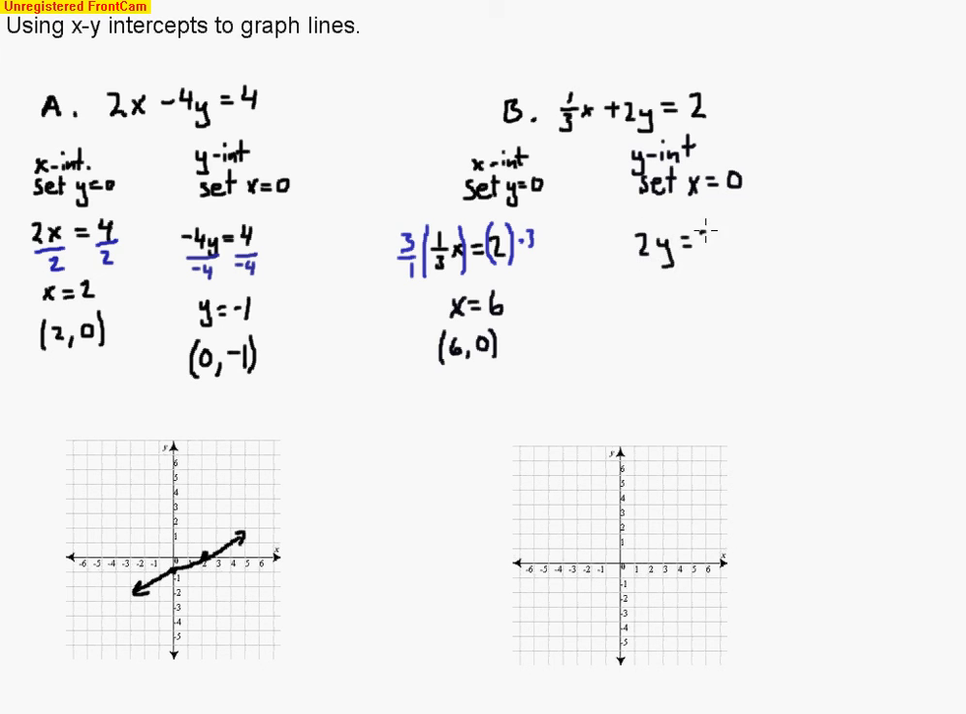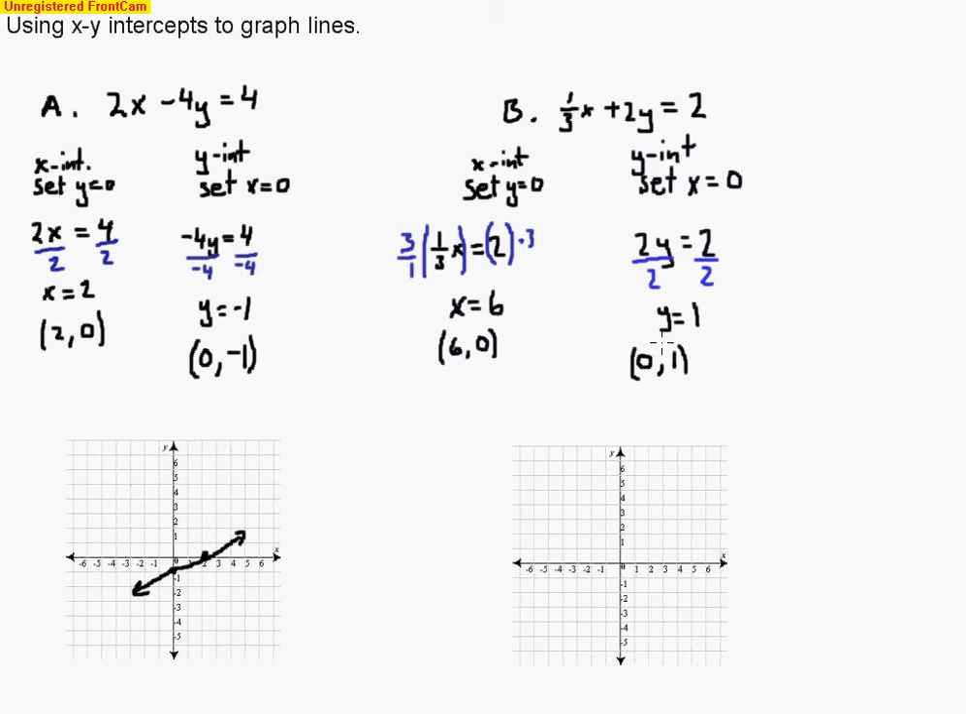equals 2. And then we're going to solve for y. Get y by itself by doing an opposite operation. So the opposite of times by 2, is divide by 2. And when we do that, we're left with just y equals 1. And so we just write down our x value, 0, and we get a 1 for y. So when x is 0, y is 1.